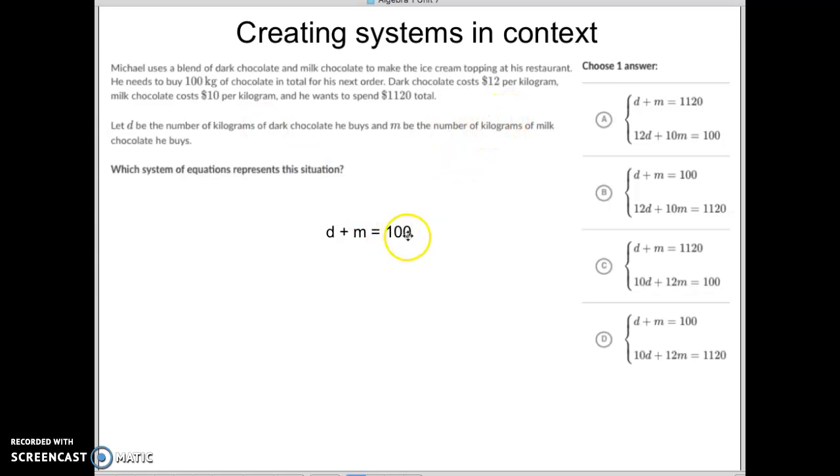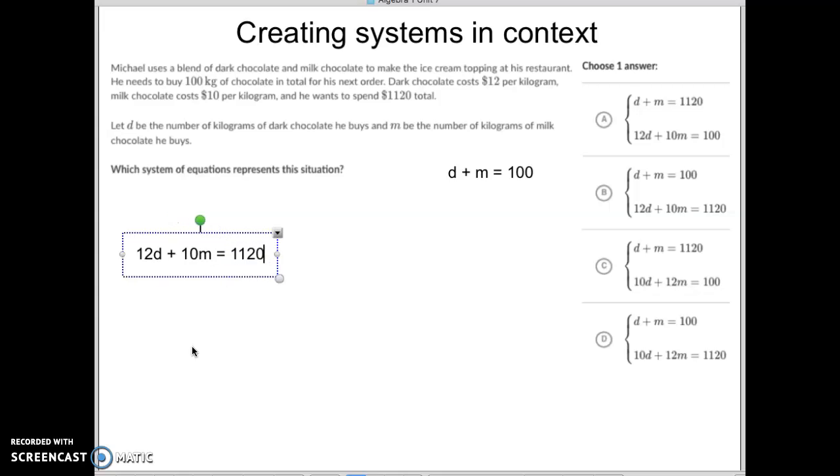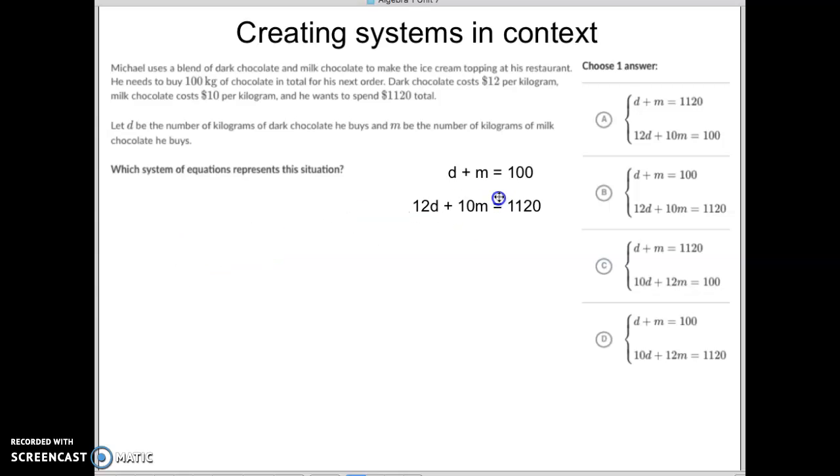And then on the next part of this, dark chocolate costs $12. So $12 for dark chocolate, plus $10 for the milk chocolate. And I like to have a space between there. And altogether, he wants to spend 1,020. So right there, this is how you write up your two equations.